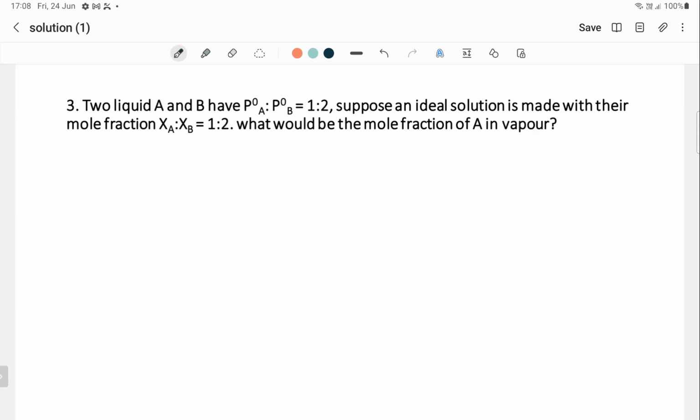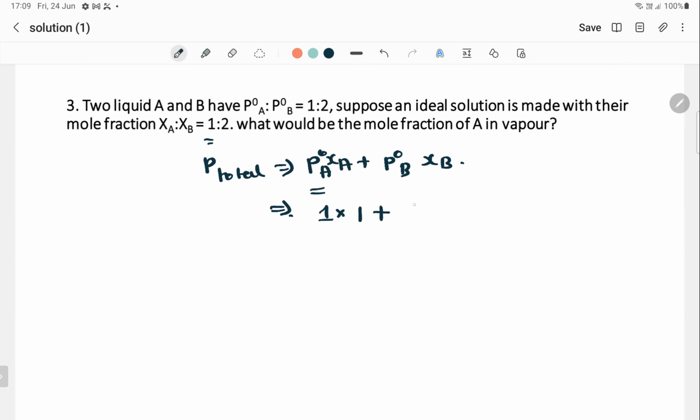Do this one. So for this one, mole fraction of vapor A. Your P total is equal to P naught A XA plus P naught B XB. So your P naught A is 1, your XA is 1, plus P naught B is 2, and your XB is 2. So which means 1 plus 4, which is 5. Now, this is your P total.